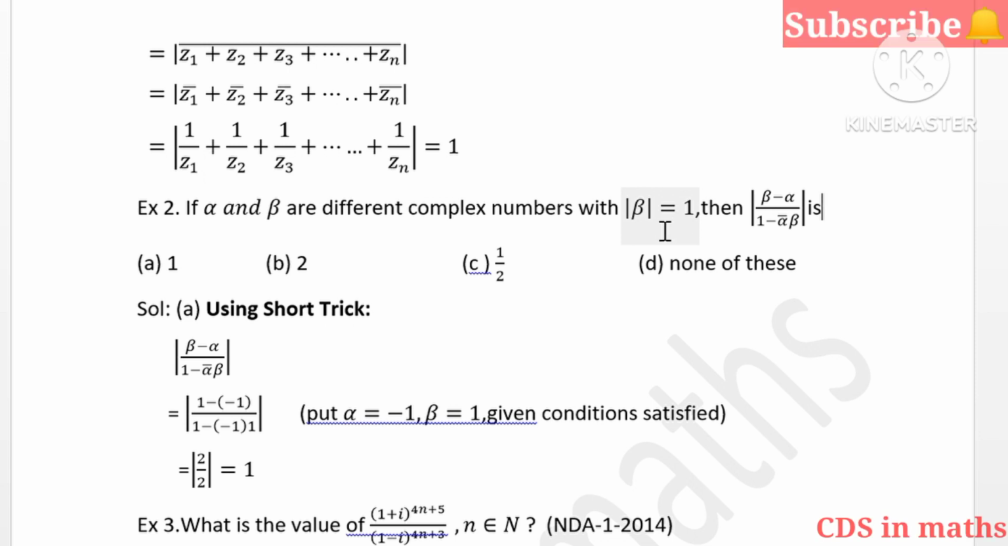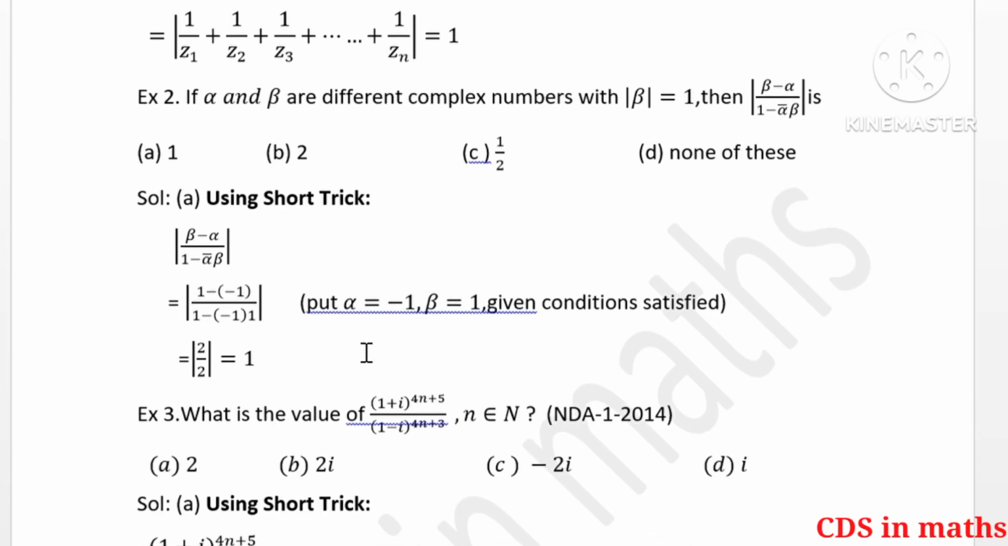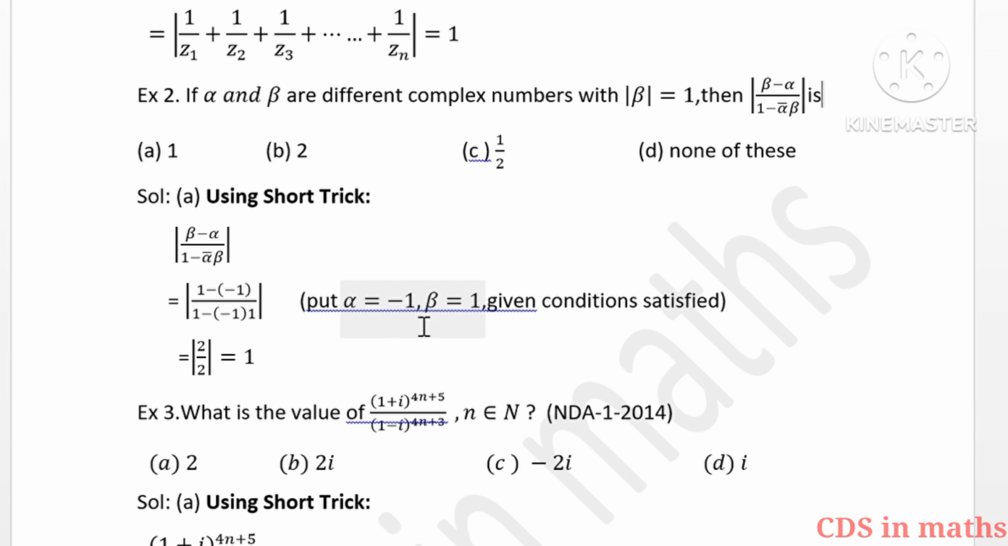So what is then? Alpha and beta are different complex numbers, and the information given is that the modulus of beta is 1. Modulus of the complex number beta is 1. Then what is the value of |(beta minus alpha) by (1 minus alpha bar beta)|? So now let us do it using a short trick.